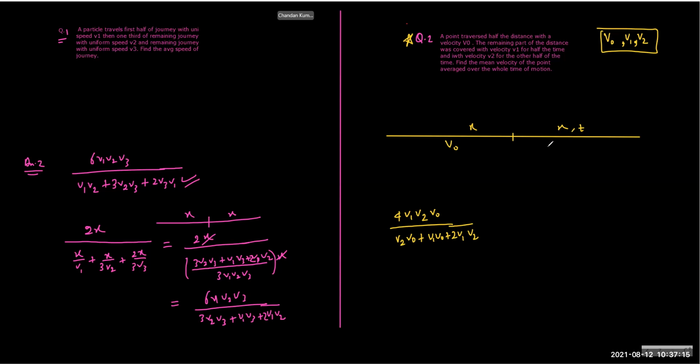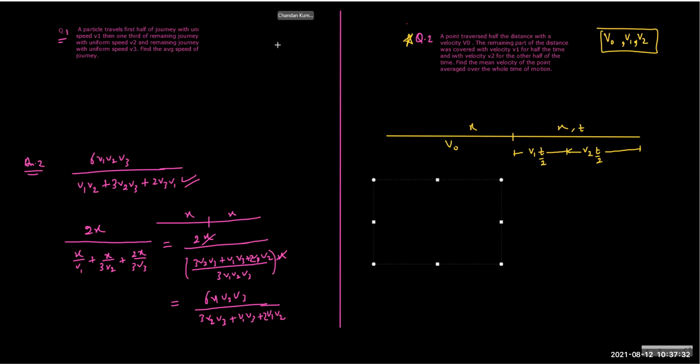Now it's saying that you travel half the time with V1 and half the time with V2. So what is interesting is, let me remove this part, you can see this later. So the right half x we can write as V1 t by 2 plus V2 t by 2. So from there you can get the t value. So t is how much? 2x by V1 plus V2, right? This is what you did.